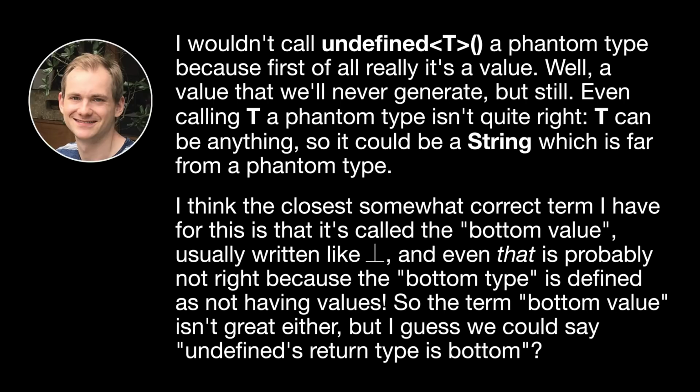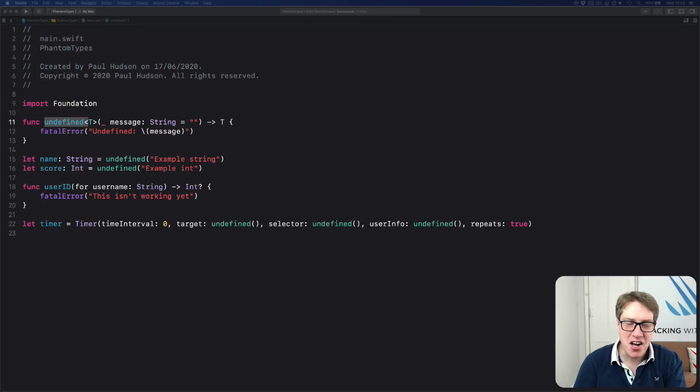I think the closest somewhat correct term I have for this is that it's called the bottom value, usually written as an uptack. And even that is probably not right because the bottom type is defined as not having values. So the term bottom value isn't great either. So I guess we could say undefined return type is bottom. I love that answer from Johannes because it shows just how nuanced the discussion is.